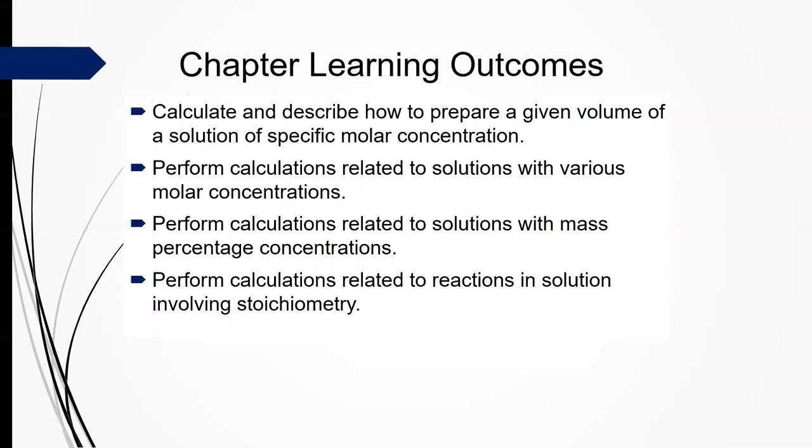Now, there's also a lot of calculations that come with chapter 12. We need to be able to calculate a given volume of a solution for a specific molar concentration. Use those molar concentrations to calculate things like molarities, or how much material we would need to mix with the other one. We should know mass percents. We should be able to do some stoichiometry using solutions. So instead of starting from our grams and going into our moles, we might start from a volume and use our solution to go into moles.